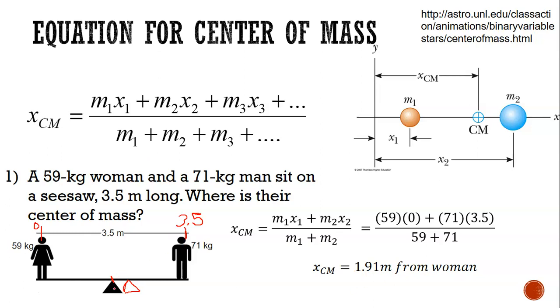We could have also made the middle point 0. But again, if you make one of the objects the origin, or position 0, that makes some of the math a little bit easier.